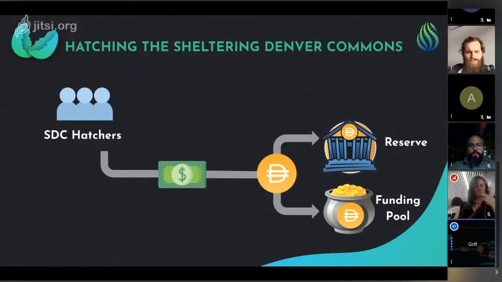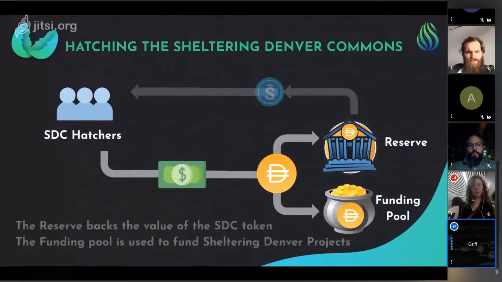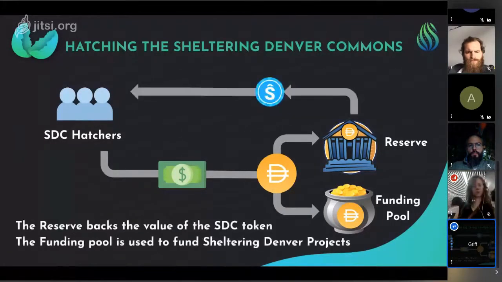And once their funds get converted to DAI and actually go to the Sheltering Denver Commons, they get split between the reserve and the funding pool. And then everybody receives tokens in return. Now, what's really cool about this is because of this market cap illusion, the hatchers end up with more token value than money they put in, at least on paper, on Etherscan, right?